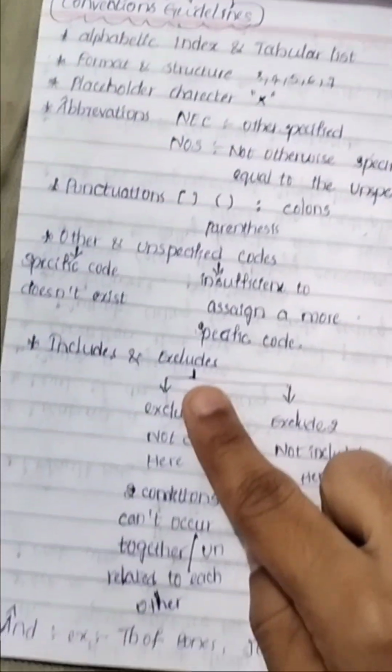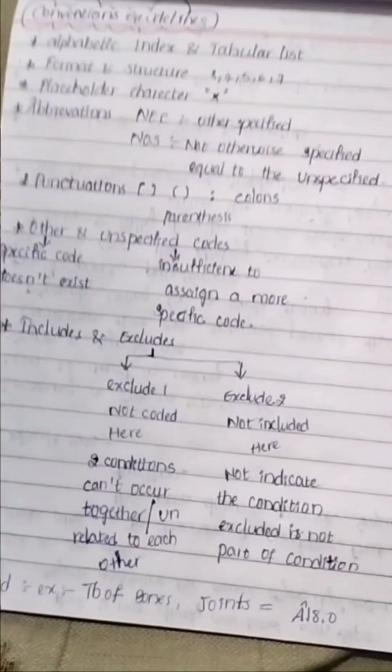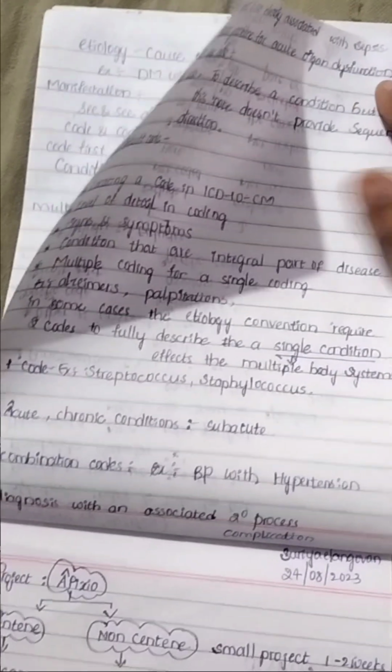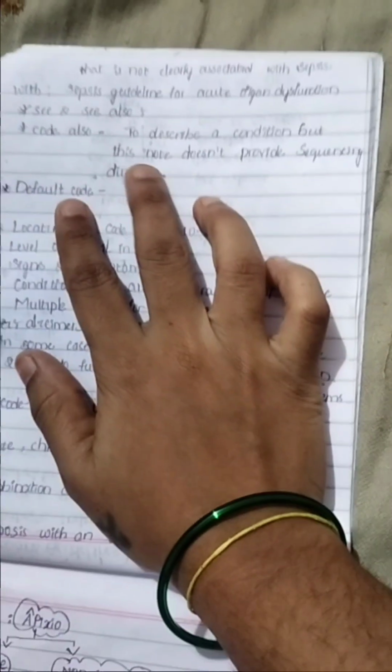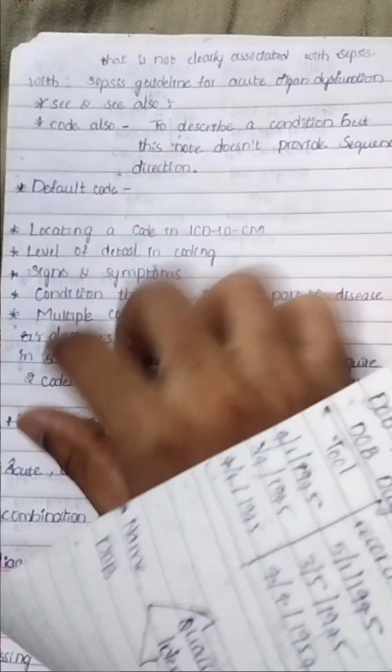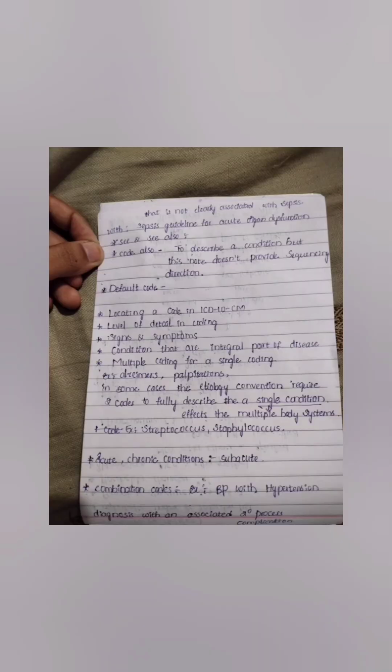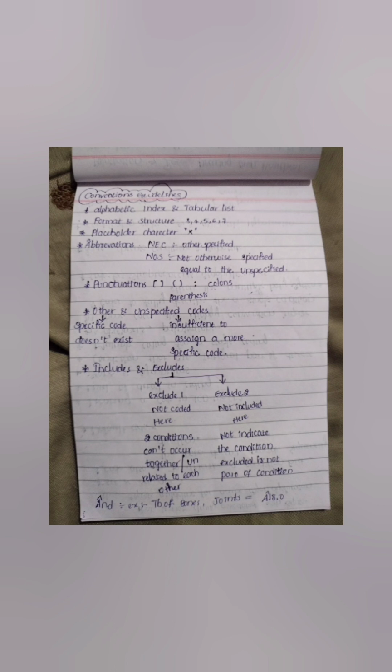For example, tuberculosis of bones. Tuberculosis of bones and joints is coded as A18.0. While we are entering it into the system, we do not enter the point, that is the dot. Okay, and after that, next one is code first and code also.